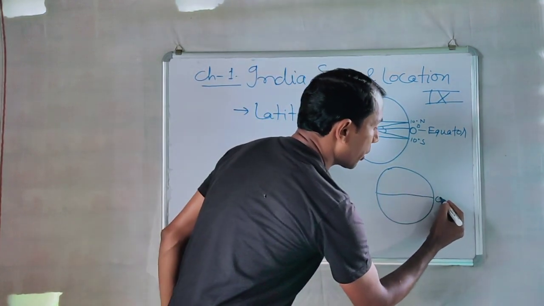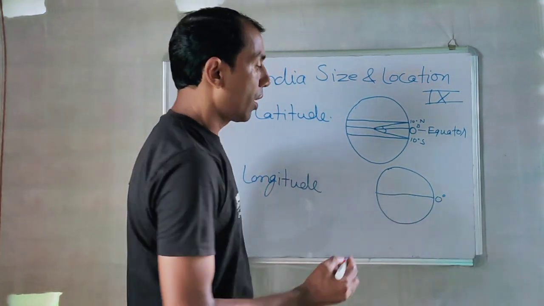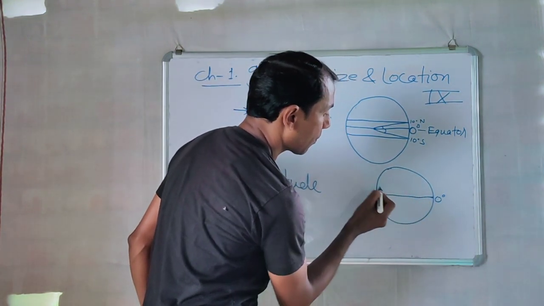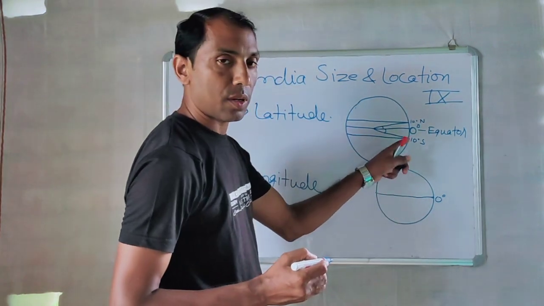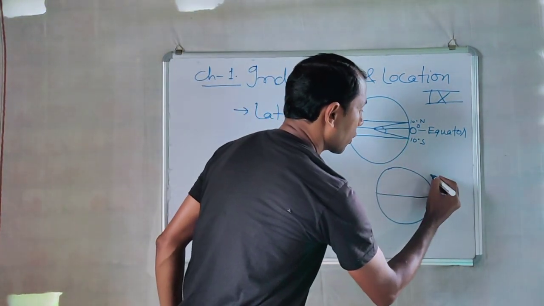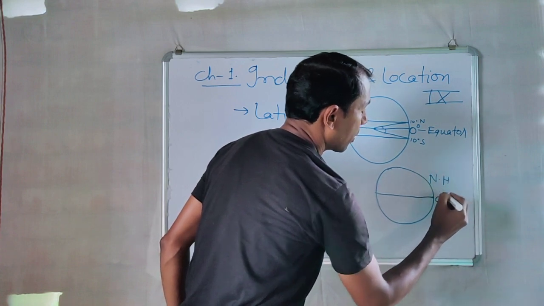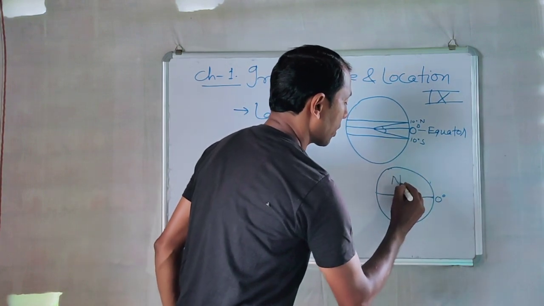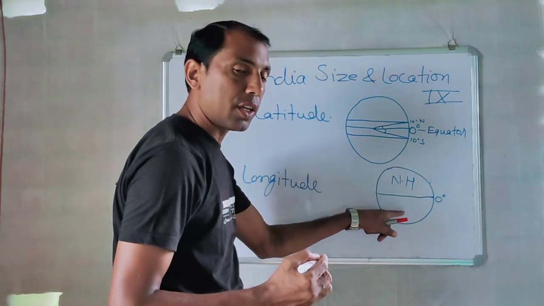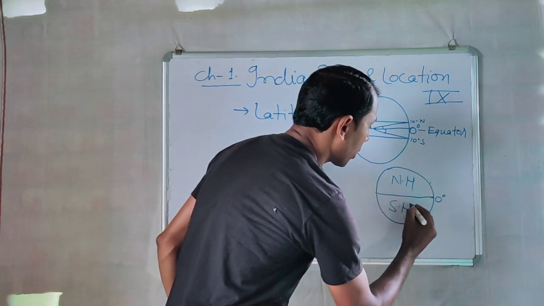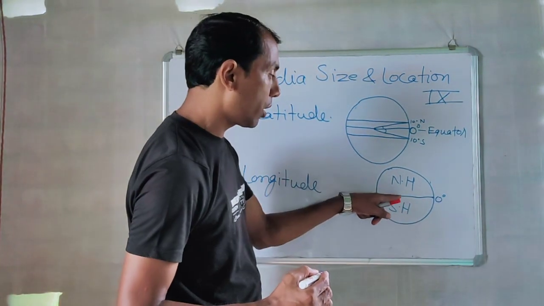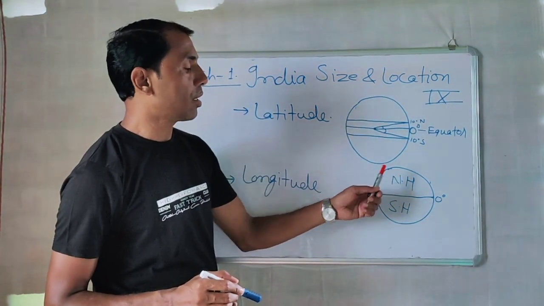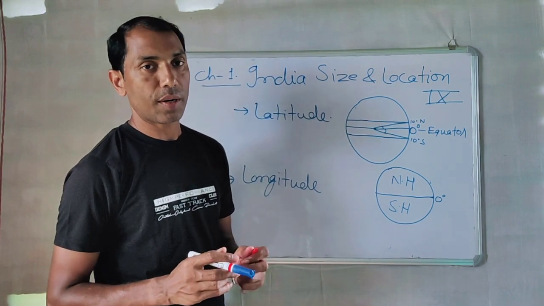it is the 0 degree line, equator. Above from the equator, it is called northern hemisphere, and below the equator, it is called southern hemisphere. Below equator, it is southern hemisphere, and above from the equator, it is known as northern hemisphere, right?